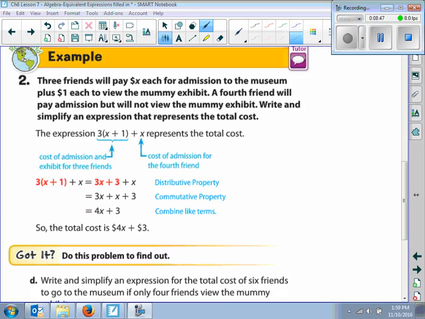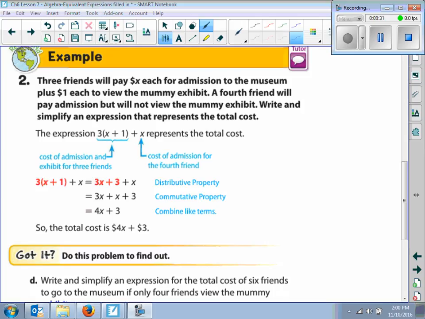Then they have another friend who's not going to see the mummy. What are we going to add to the expression there? They're going to go to the museum, but they're not going to see the mummy. So you're adding an X because it's X dollars to go to the museum, right? But that person is only going to pay X dollars to get in, right? Does that make sense? So now we're going to simplify it. So here we start off with 3 times the quantity X plus 1 plus the other X.